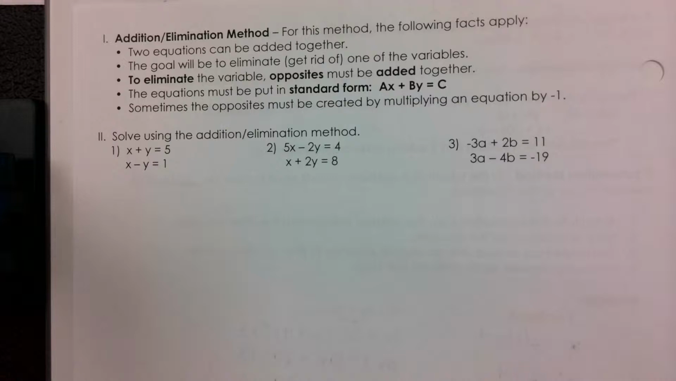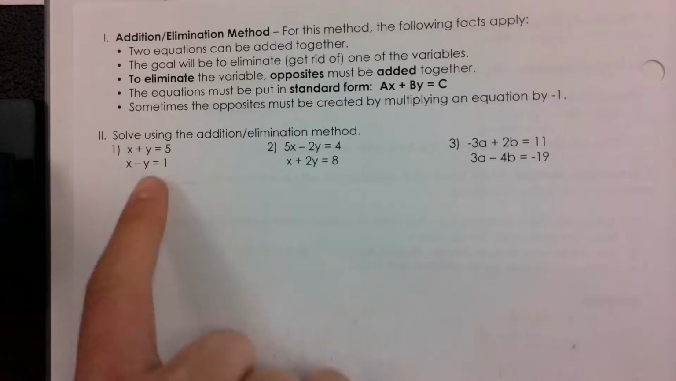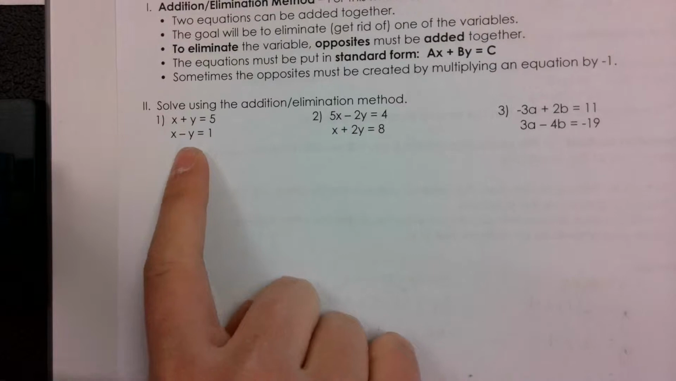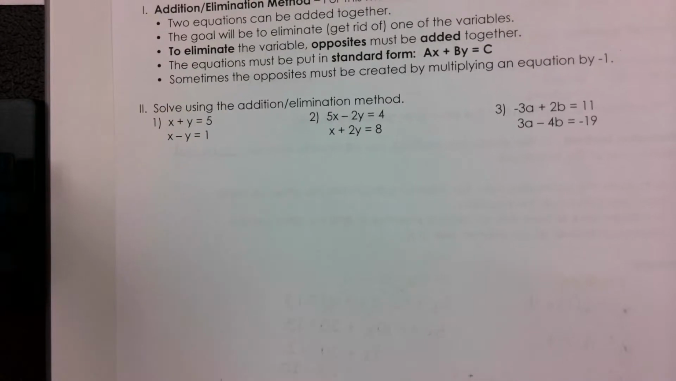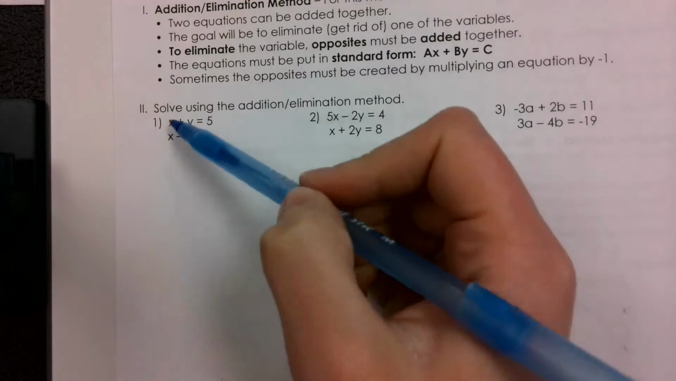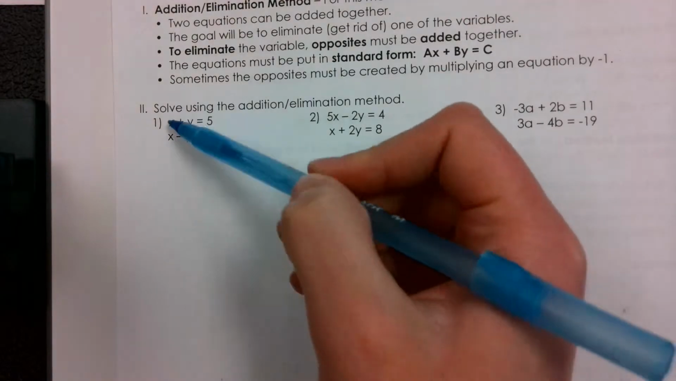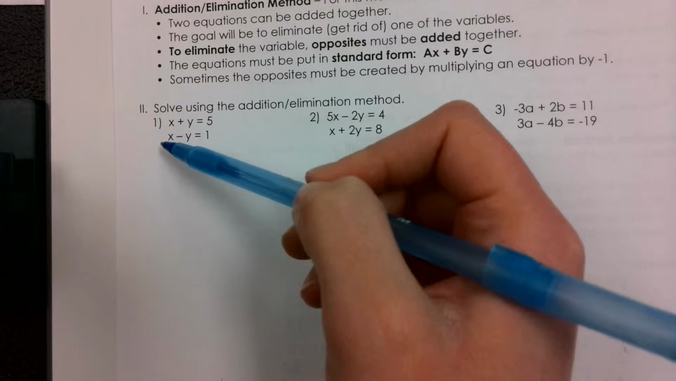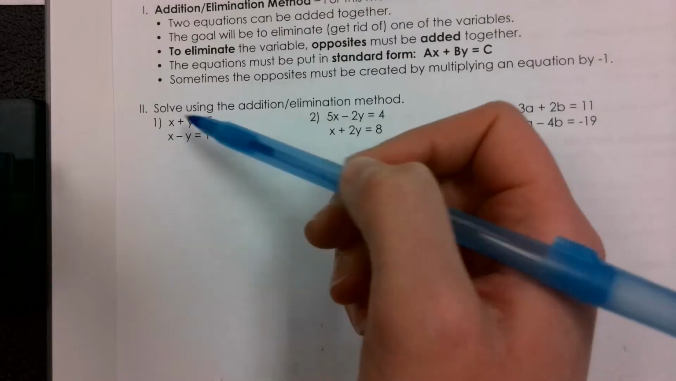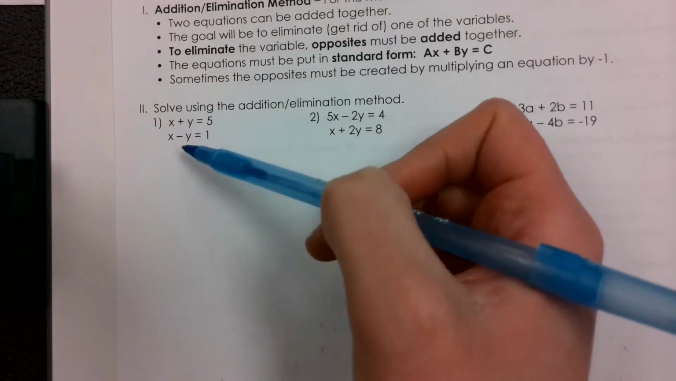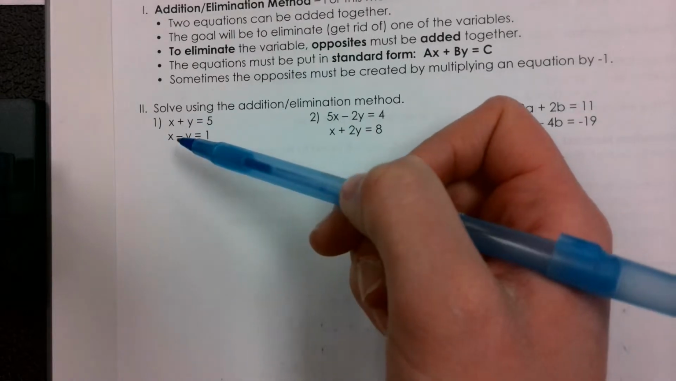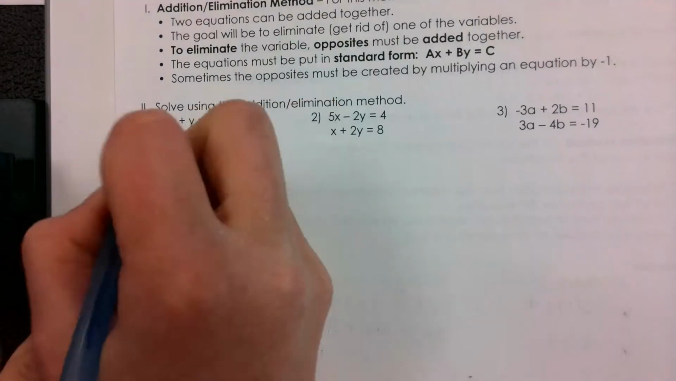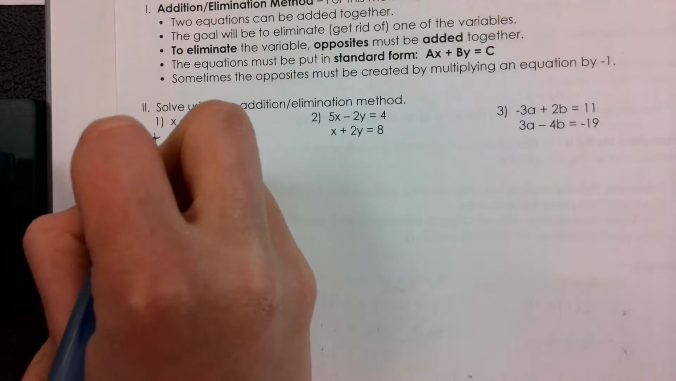So if we look at the first example here, do we have numbers in front of x or y that are the same number, opposite sign? In front of x, what are our coefficients? 1 and 1. So those are the same number. Are they opposite signs? No. What about in front of y's? We got +1 and -1, right? That's the same number, opposite signs. So that means that when we add these two equations together, those y's are going to cancel out, right?